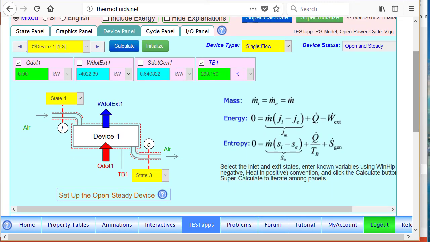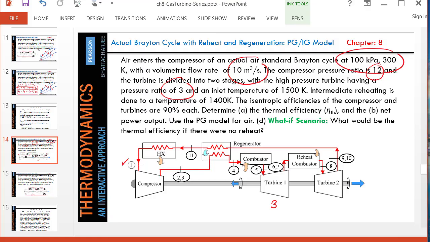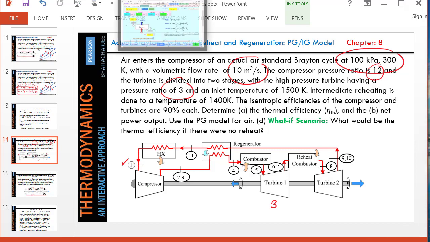Device 1 is our turbine, between 1 and 3, as you can see, turbine work is found. For device 2, sorry, device 1 is the compressor, that's why the work is negative. And device 2, I believe, is the turbine, 4 to 5. No, sorry, device 2, 4 to 5, is the combustor. So 1 to 3 is the actual compressor. So we are dealing with the actual compressor, actual turbine, etc.